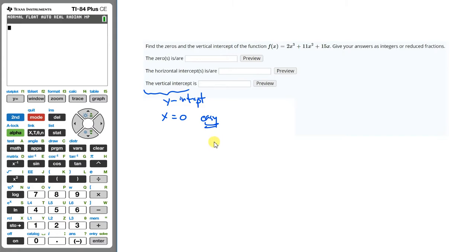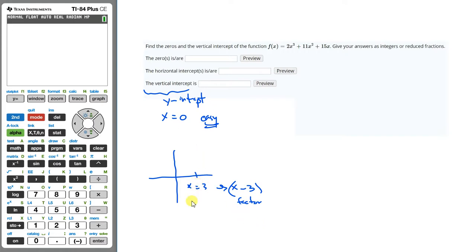Now, for the horizontal intercept or x-intercept, that corresponds to zeros. What do I mean by that? Remember that if a certain number is a horizontal intercept, let's say x equals 3 is a horizontal intercept, just for sake of argument, then x minus 3 would be a factor. Okay, that's kind of the idea. So finding factors and x-intercepts is kind of the same task.